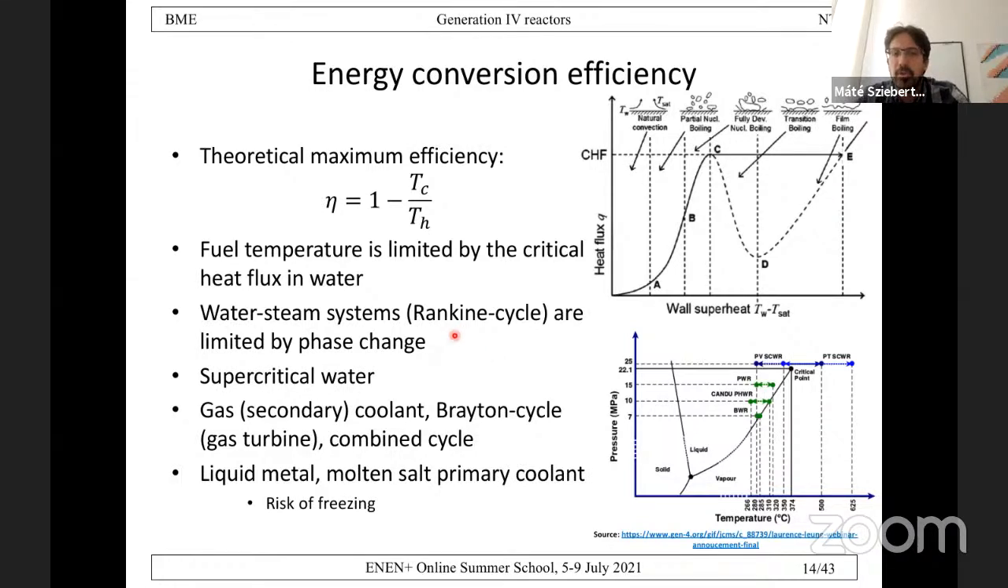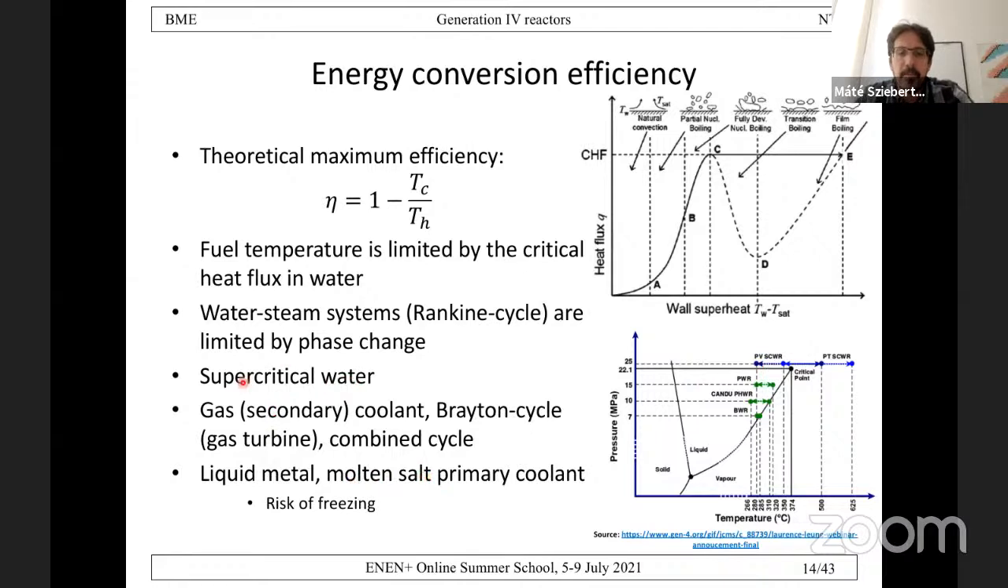Also in water steam systems, so with the Rankine cycle, the phase change limits again the efficiency. So the solution can be supercritical pressure water. When on the phase diagram of water you go above the supercritical pressure, then you practically get rid of a phase change. The phase change is much smoother.